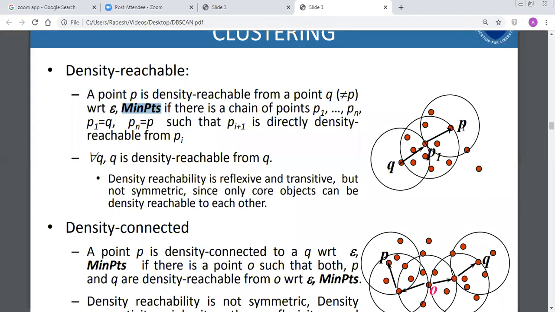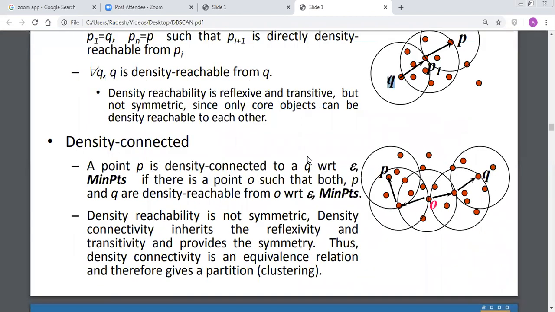In order to have density reachability from P to Q, we will come across a number of points starting from P1 to Pn, P1, P2, P3, P4, and so on up to Pn, where all the points falling in between P and Q should be core points. A point is said to be a core point only when it is present in a dense area.